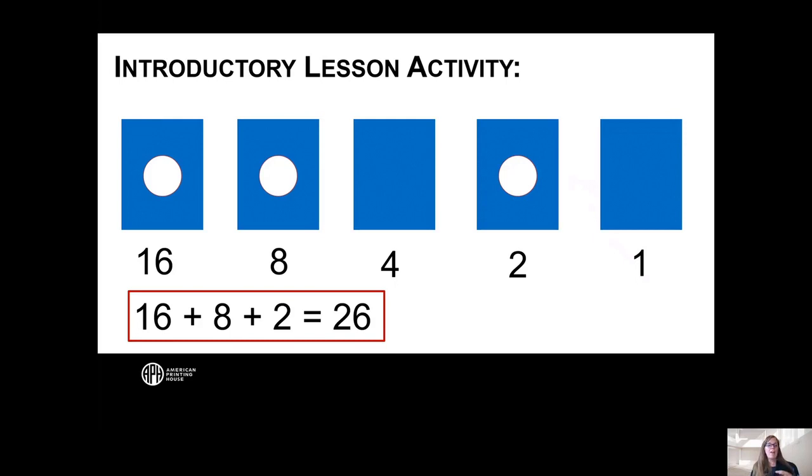We have 16 plus 8 plus 2 equals 26. If we look at this in binary, it would be 1 1 0 1 0, which is the same value as 26 in base 10.